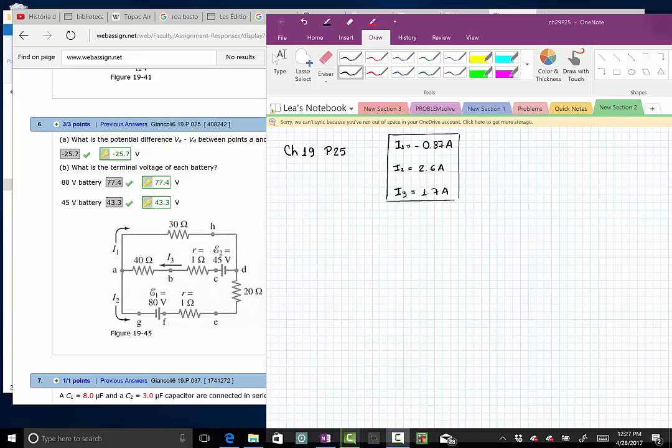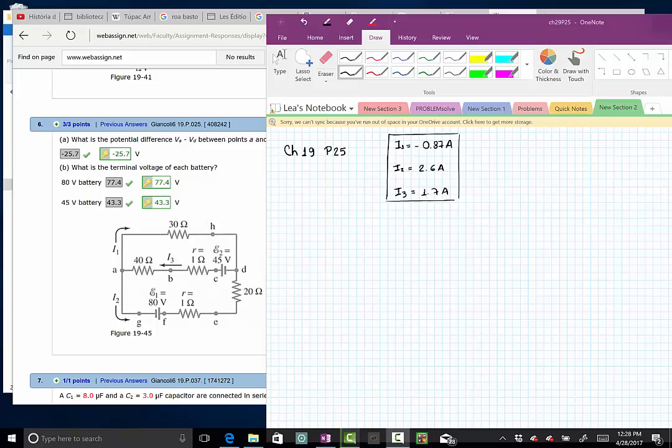So this is problem 25 of chapter 19 of Giancoli, 6th edition. This is a problem from WebAssign, but it's very similar to, and uses the same circuit as, an example from the book, which was example 19.8. Okay, so go through that example 19.8.